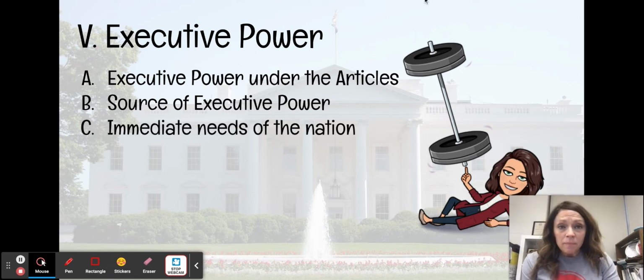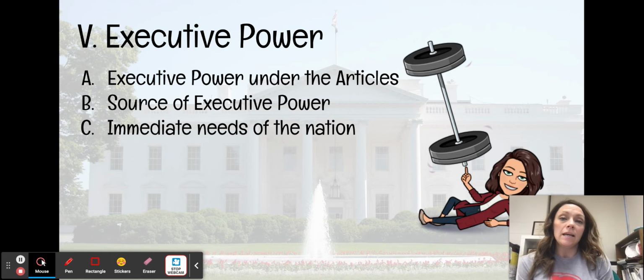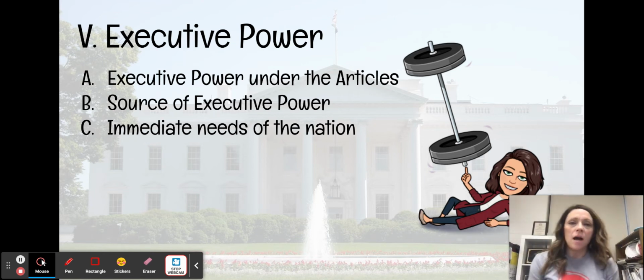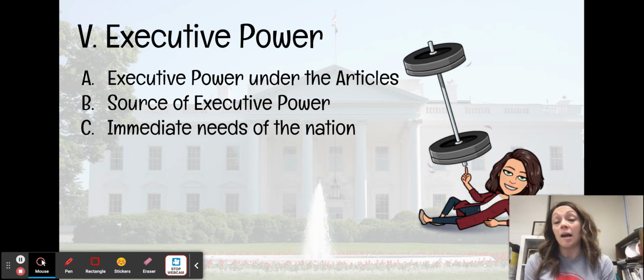Next, the president is responsible for meeting the immediate needs of the nation. Okay, so those are also sources of executive power. So if we are in, for example, a pandemic, then the president might have some additional powers, some additional responsibilities that he would not have had if we had not been in a pandemic. Okay, if we are at war, the president might have some additional responsibilities, some additional powers that he would not have had we not been at war.